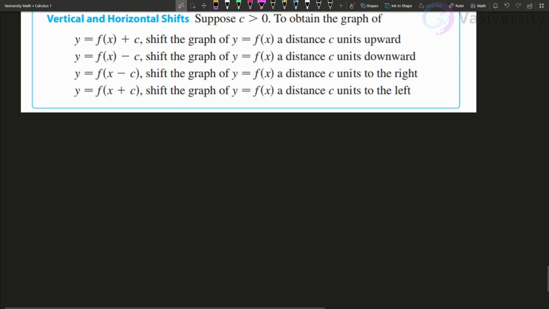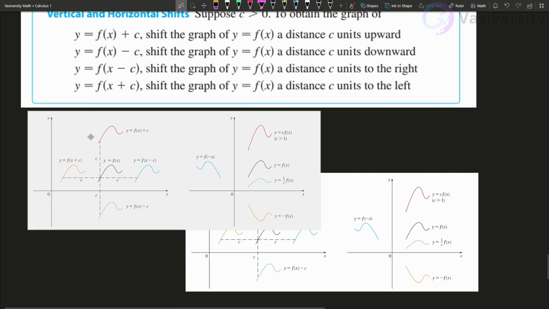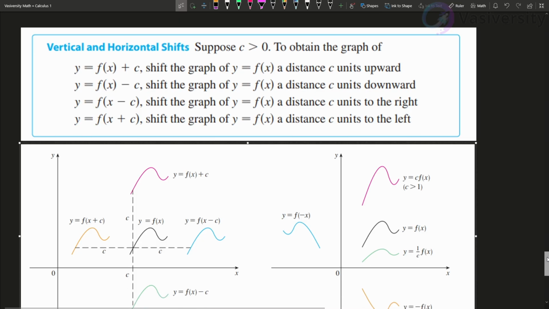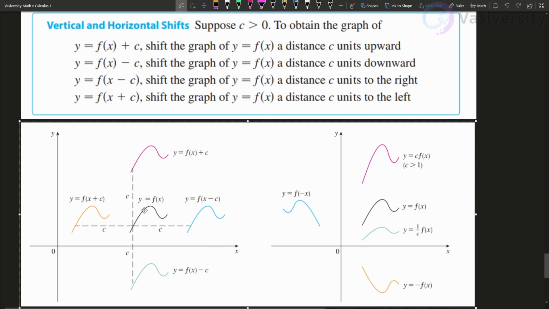To visualize this more easily, let's add this graph here. We can have all kinds of interpretations. Here's our f of x. We can move it upward, downward, to the right, or to the left. Similarly, if we multiply by c, divide by c, or multiply by a negative number, we can reflect it across an axis. That's called vertical and horizontal stretching and reflecting, right?